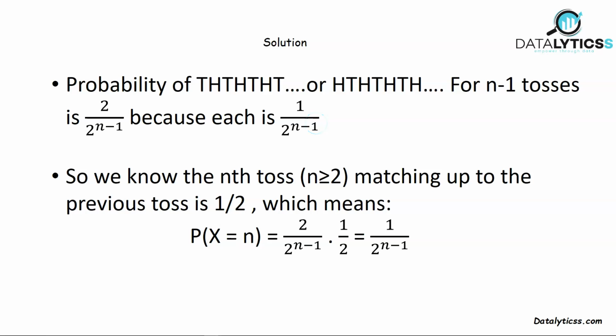We know that n needs to be bigger than 2, because there must be at least 2 tosses. We know that the probability the nth toss matches the previous toss is half, because it could happen either with heads or tails. So we multiply the series that we generalized by half, and we get 1 over 2 to the power of n minus 1.